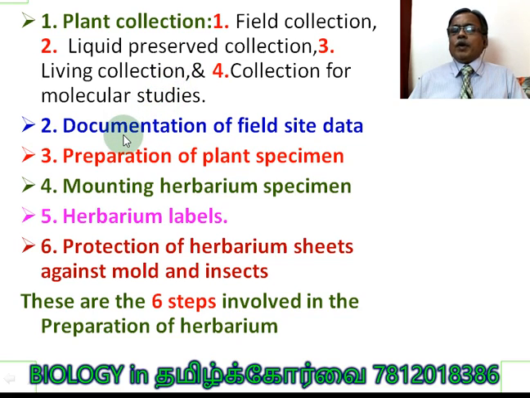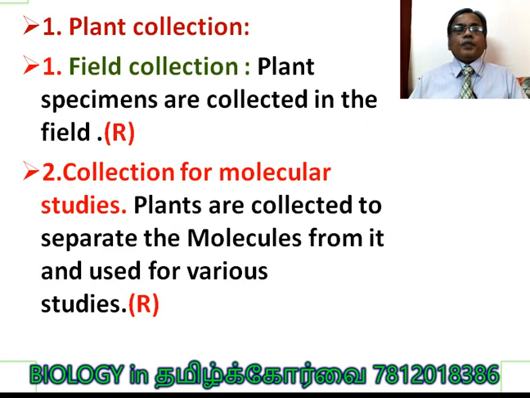Second step, documentation of field site data. Third step, preparation of plant specimen. Fourth, mounting herbarium specimen. Fifth, herbarium labels. Sixth, protection of herbarium sheets against mold and insects. So these are the 6 steps, which can be asked in a 3 mark question. Please take note of it in your notebook. Plant collection, in which the first one is field collection. We are going to the actual field.